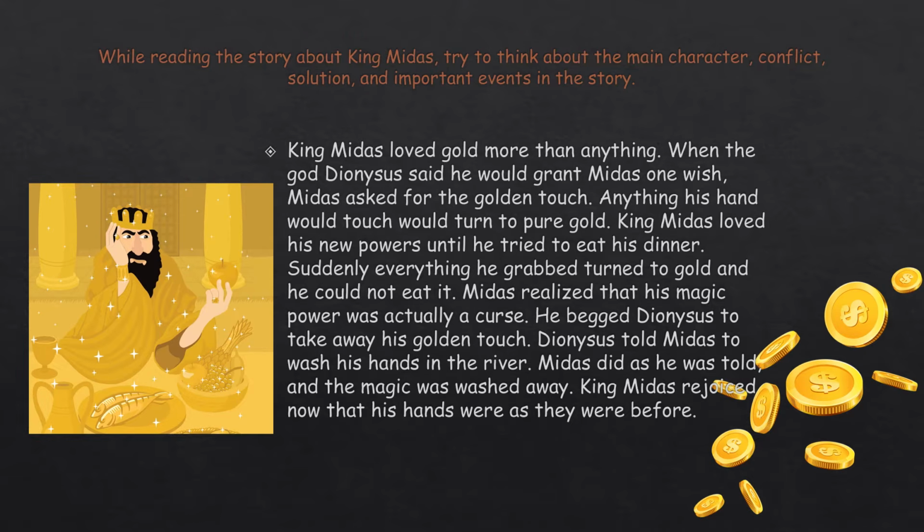King Midas loved gold more than anything. When the god Dionysus said he would grant Midas one wish, Midas asked for the golden touch. Anything his hand would touch would turn to pure gold. King Midas loved his new powers until he tried to eat his dinner. Suddenly, everything he grabbed turned to gold and he could not eat it. Midas realized that his magic power was actually a curse. He begged Dionysus to take away his golden touch. Dionysus told Midas to wash his hands in the river. Midas did as he was told, and the magic was washed away. King Midas rejoiced now that his hands were as they were before.